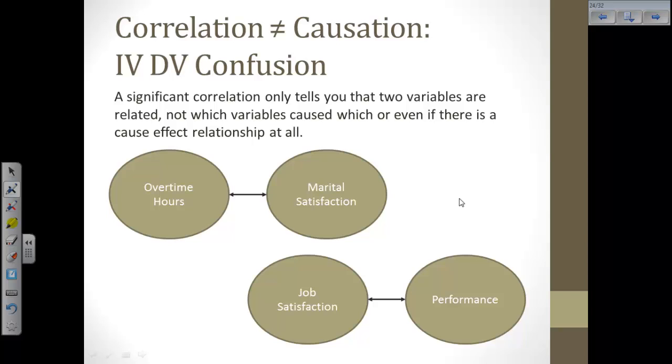Now, in true experiments, you know which one's the dependent variable. It's the one that's being measured. And if there are differences between groups, especially in an ANOVA type situation where you have a control group and then multiple research groups, and you control for everything else other than the independent variable, we can be pretty confident that it is the independent variable, the thing you manipulated, that's having an impact on those scores on the dependent variable. But that's not the case in correlation.